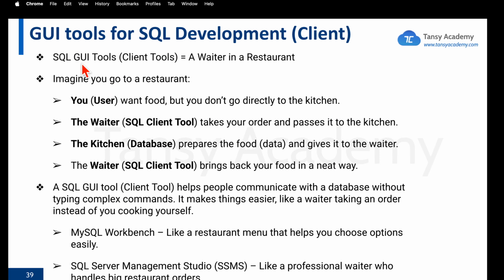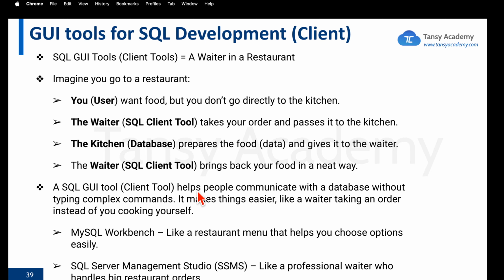SQL client tool is like a waiter in a restaurant. You are the user, you want food, but you don't go directly to the kitchen. The waiter, like a SQL client, takes your order and passes it to the kitchen. The kitchen prepares the food. The kitchen is like a database and gives it to the waiter. The waiter, the client tool, brings back your food in a neat way. So I would call the SQL client tool similar to a waiter.